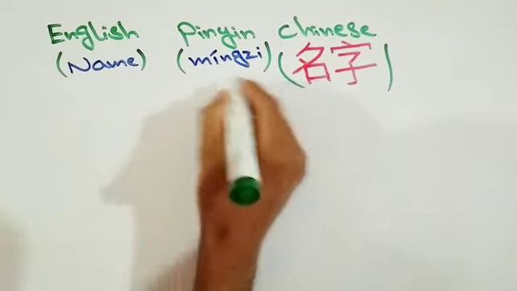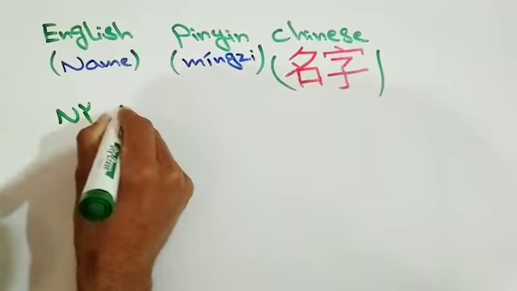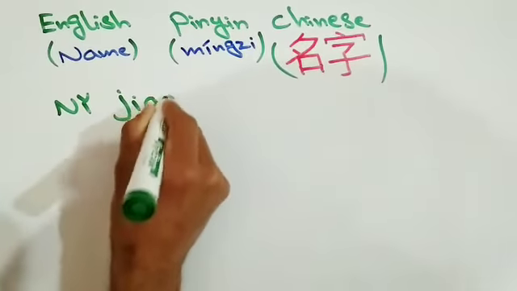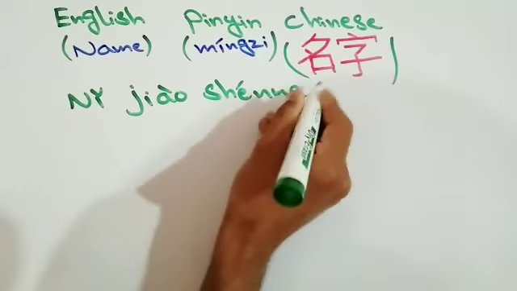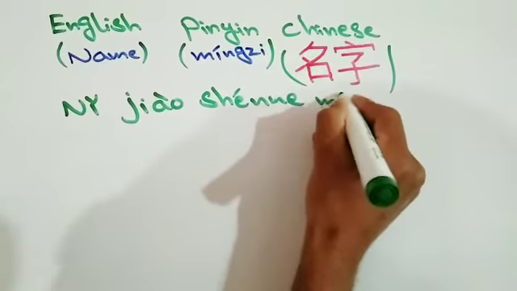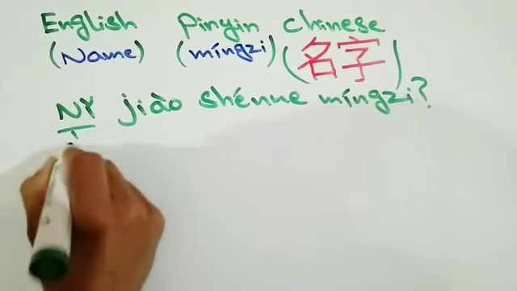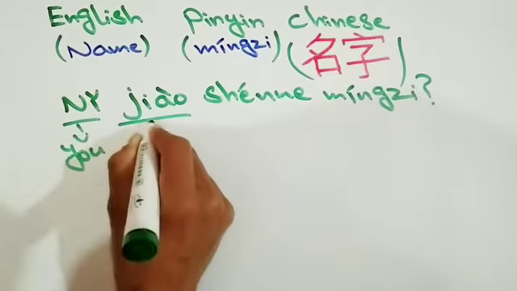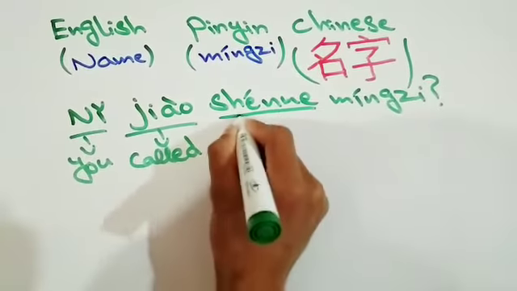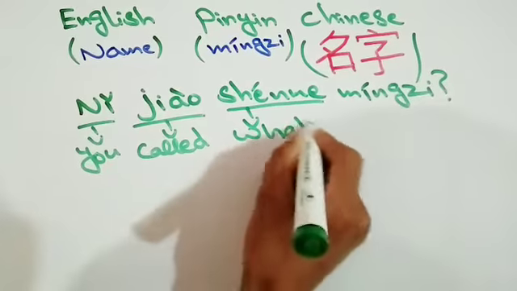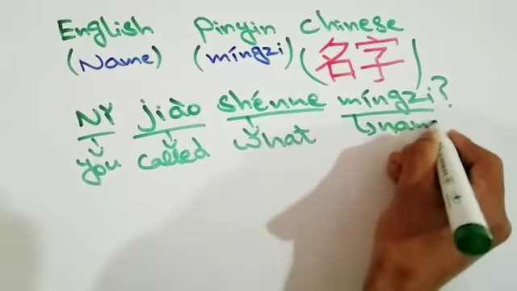How to use the word Míng in Chinese sentence. So let's start. Nǐ jiào shénme míngzi. The word nǐ means you, and the word jiào means called, and the word shénme means what? The last word míngzi means name.